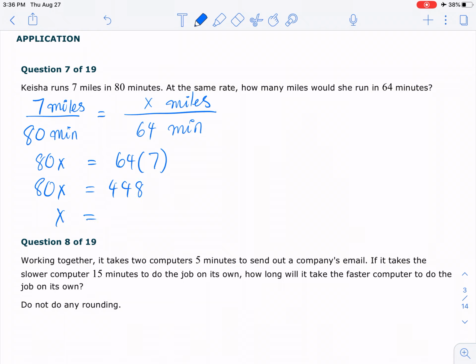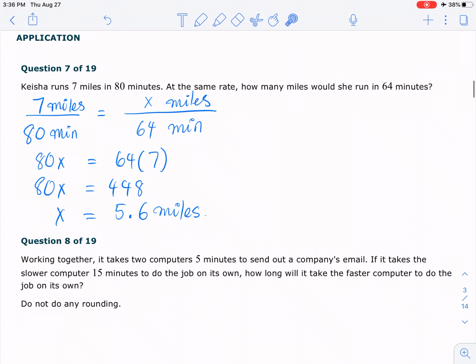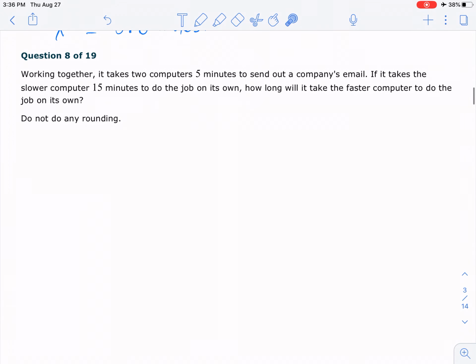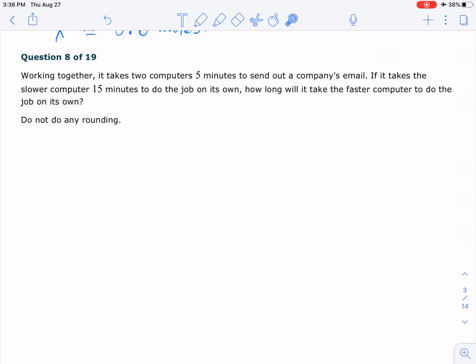Make sure you have the units there. So 5.6 miles. Have you noticed that 5.6 is smaller than 7? 64 is smaller than 80. That's the beauty of proportion. Proportion is straightforward.